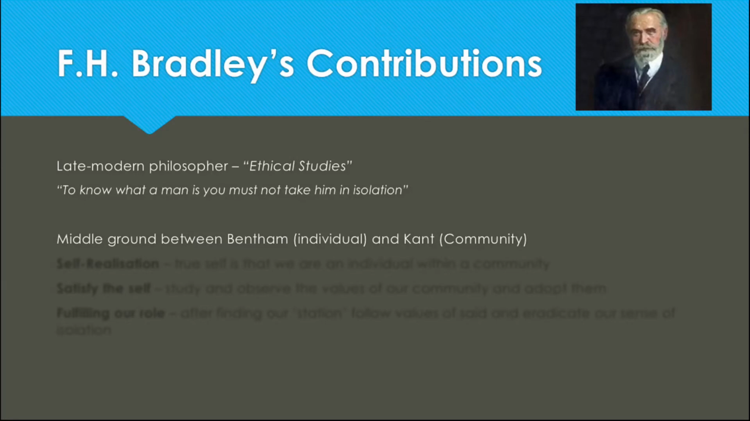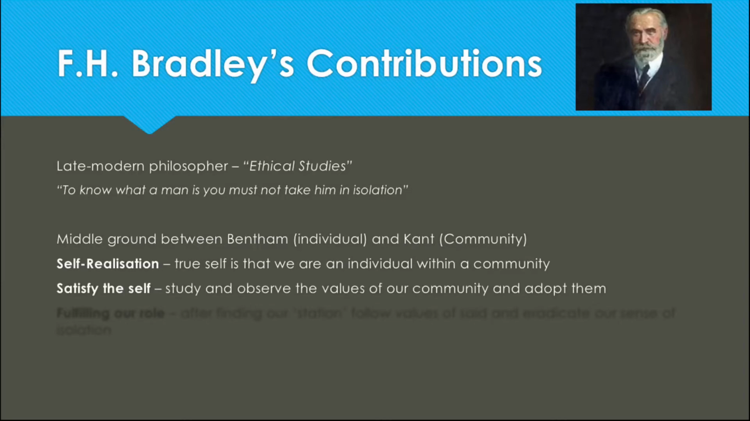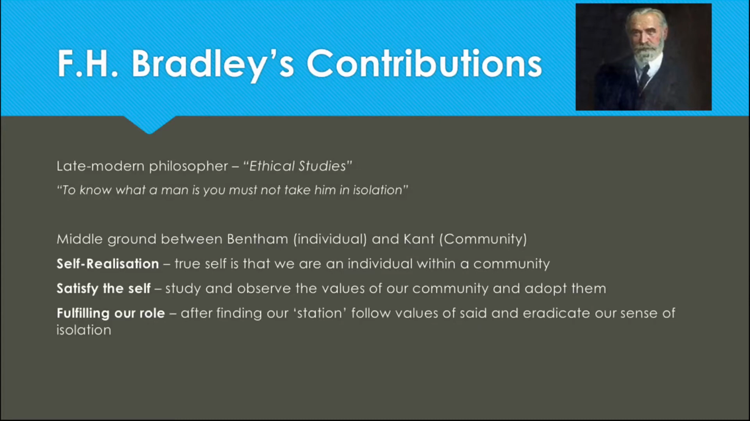So he wanted a middle ground between Bentham, think utilitarianism, which focuses a lot on the individual, and Kant, with the categorical imperatives that focus a lot on the community. So he put forward the idea of self-realisation, which is the realisation that our true self is an individual within a community, and to satisfy that self, we need to study and observe the values of said community and adopt them. So that's basically moving from an is to an ought.